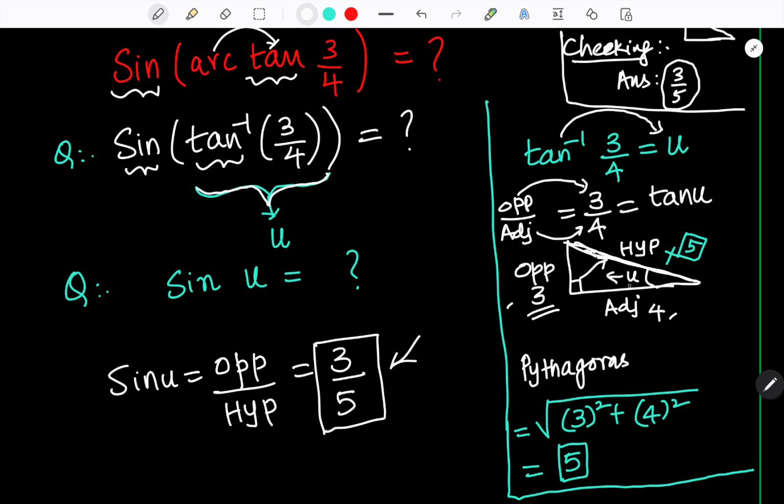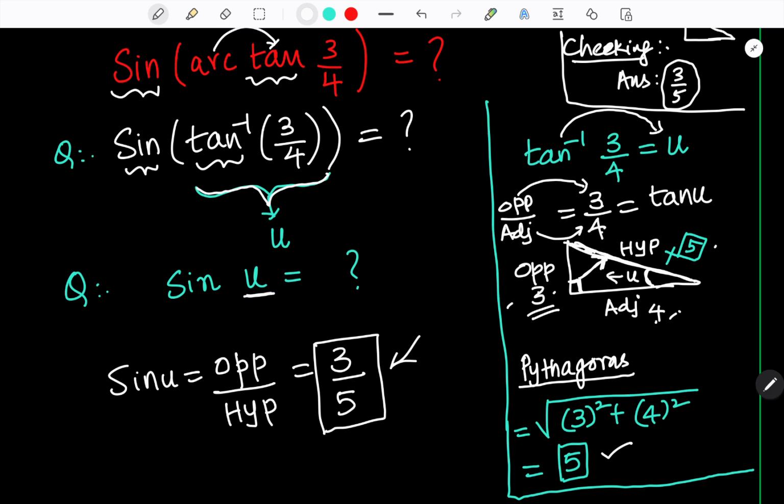Let me draw the picture. This is your u, right? Opposite I put. How do you get opposite? Opposite to the angle is opposite. Opposite to 90 degrees is the hypotenuse, as I always explained in the last video, 6.1 video, right? So I put this number 3 here. I put this number 4 here. How do you calculate this biggest side? Using Pythagoras theorem. So it is square root of 3 square plus 4 square, which is 5. So this is ready, this is ready, this is ready. So all the things are ready.